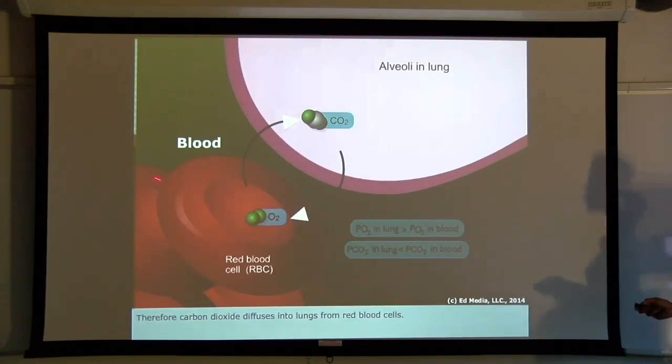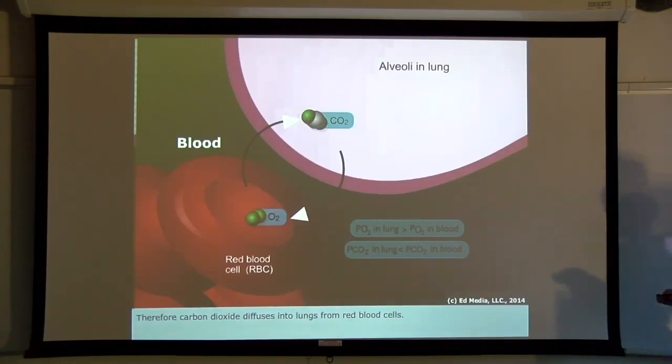Now this blood will flow to the heart, and the heart is going to pump it out all over the body, to different areas of the body, so that you can use that oxygen. Do you guys know what that oxygen is going to be used for? You remember? You touched on it last time. It's going to be used for cellular respiration.